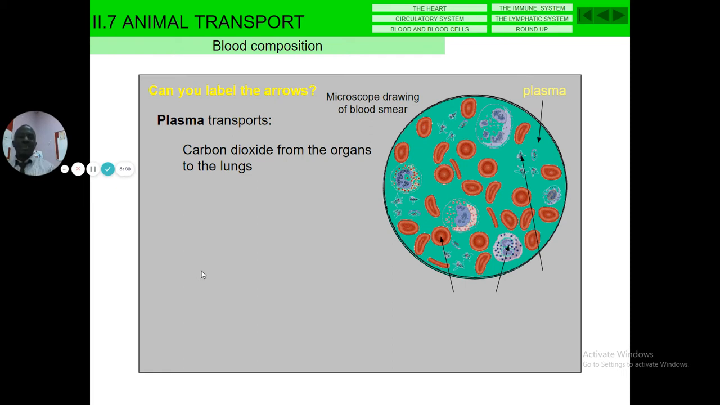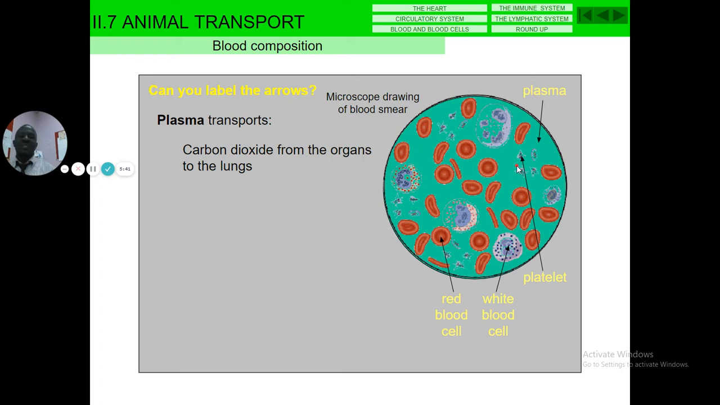For example, urea to the kidneys, and other substances like digested food materials are all transported by plasma. So here is a microscopic drawing of the blood smear, and I want you to label this component, and these components here, which we are looking at as small fragments. As we proceed, you realize that the ones with the biconcave structure are the red blood cells. The ones with this structure here are white blood cells, and the ones which are fragments here are platelets.